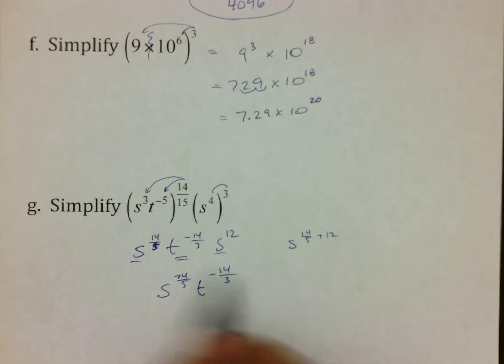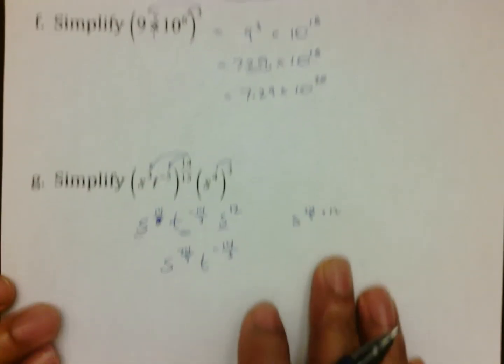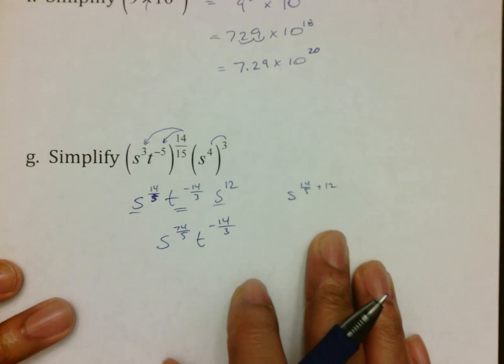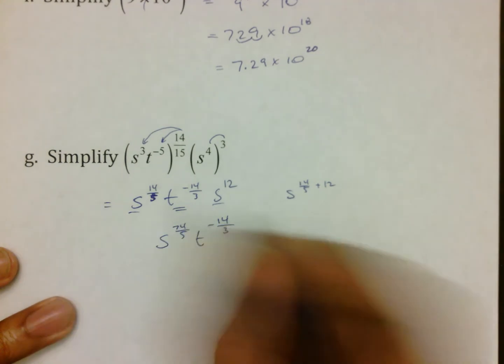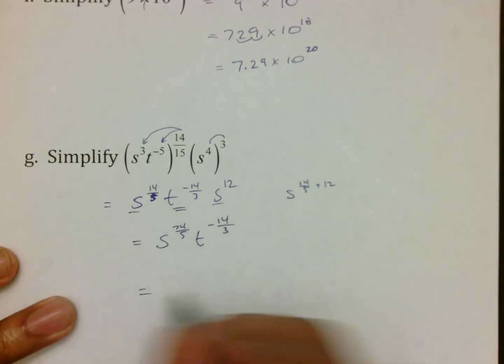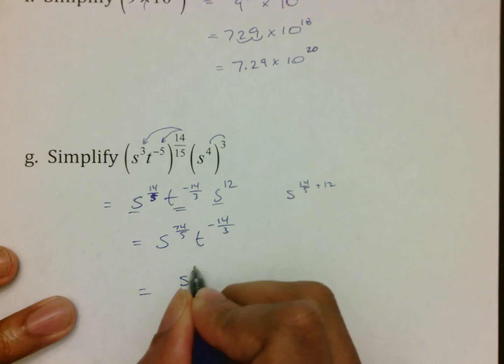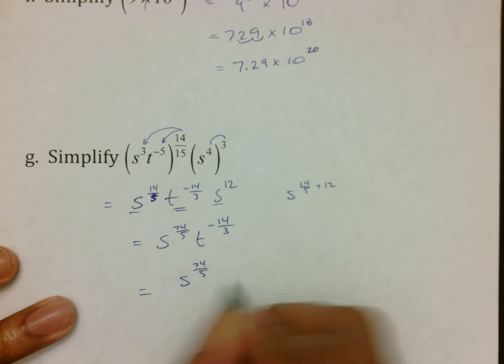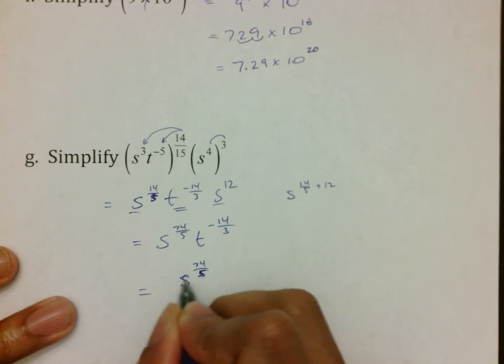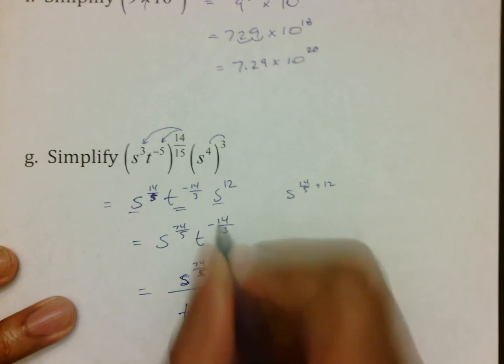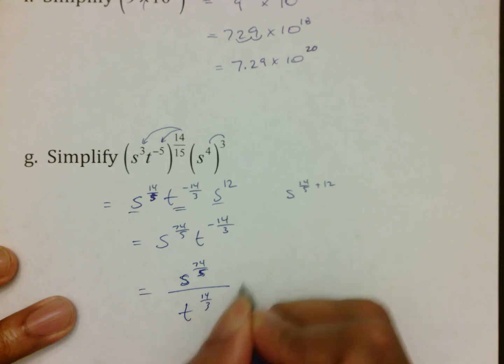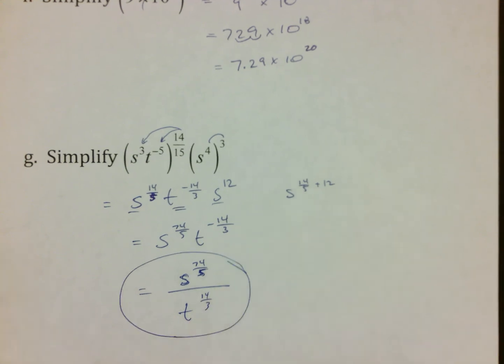And in the end, even though this is an ugly question, you end up moving whoever is unhappy to wherever they want to be. And so again, that was your first step. This is your second step. And your third step would be to put whatever is happy on the top. So s to the 74 over 5 over t to the 14/3. Again, that is an ugly answer.